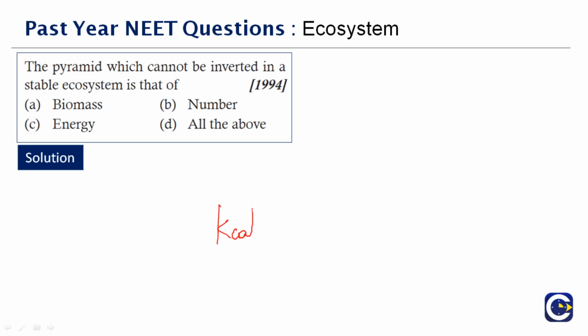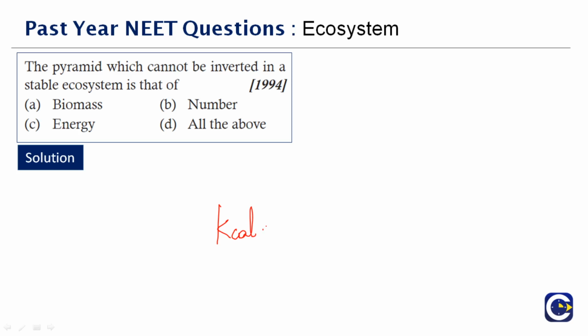Now we'll talk about the pyramid of numbers. The pyramid of numbers is a graphical representation that shows the number of organisms at each trophic level. It is an upright pyramid because in an ecosystem the producers are always more in number than the other trophic levels. And biomass is a combination of everything. Therefore, the correct answer, the pyramid which cannot be inverted in a stable ecosystem, is actually the pyramid of energy.